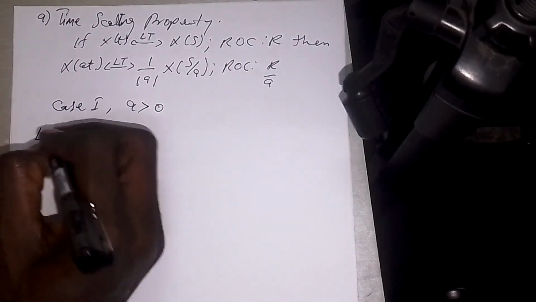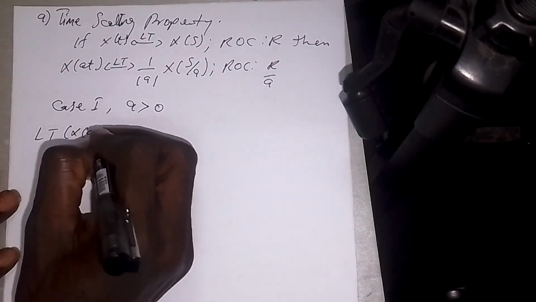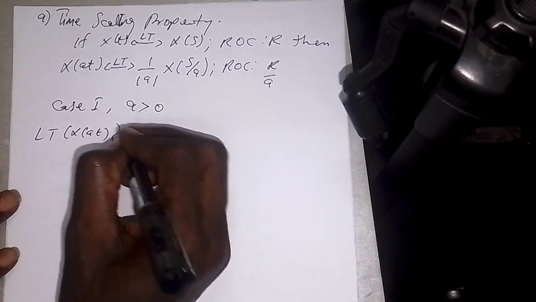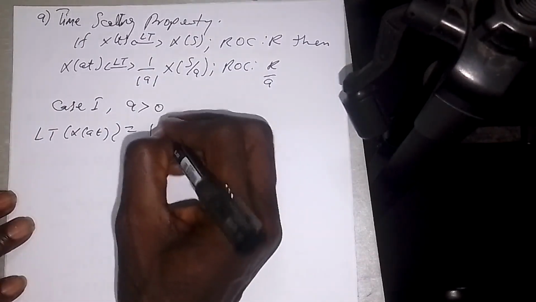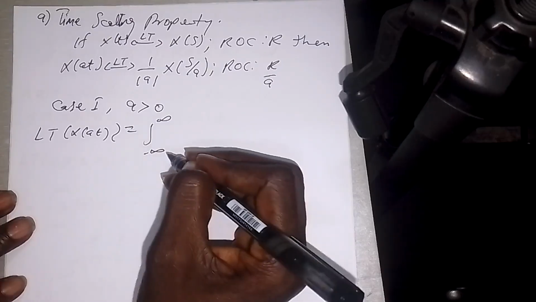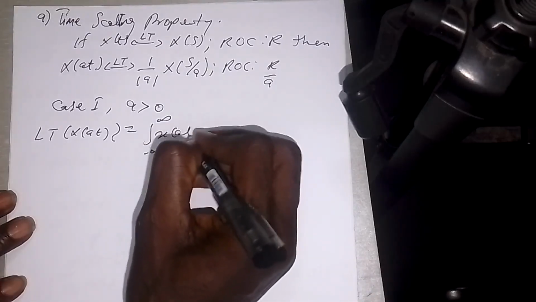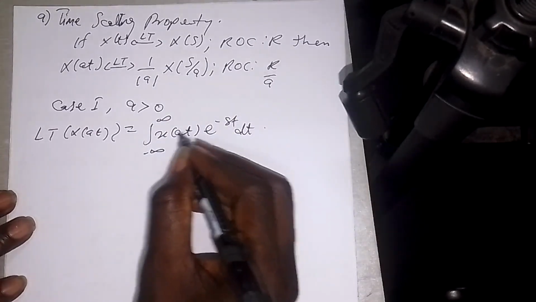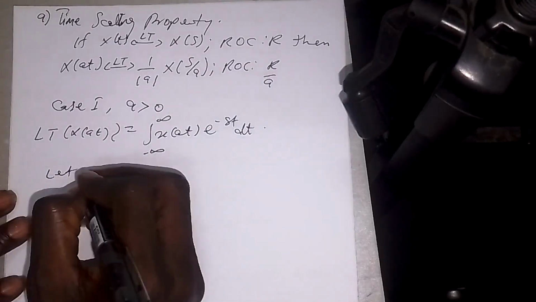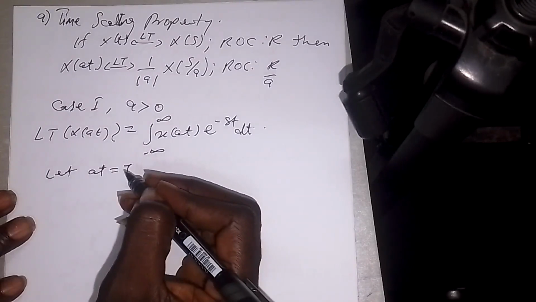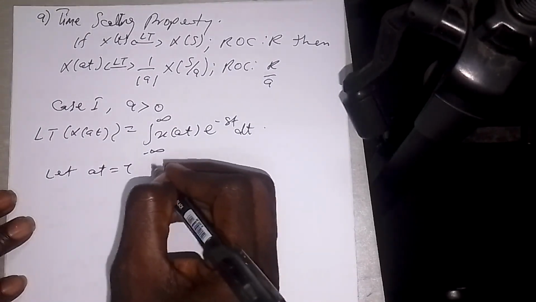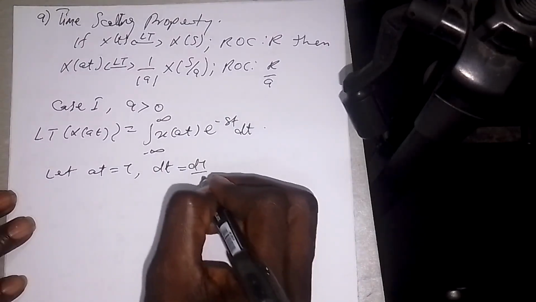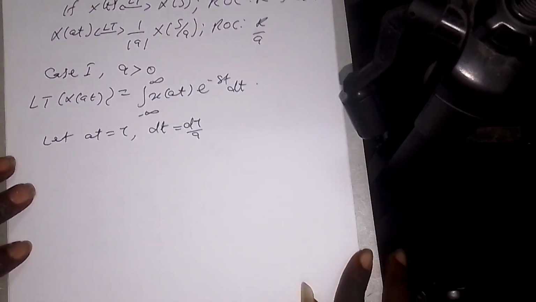Now here, the Laplace transform of x of at is going to be equal to the integral from minus infinity to infinity of x of at into e to the minus st dt. So we can say that let at equal tau, so that you can have t equal to tau over a.